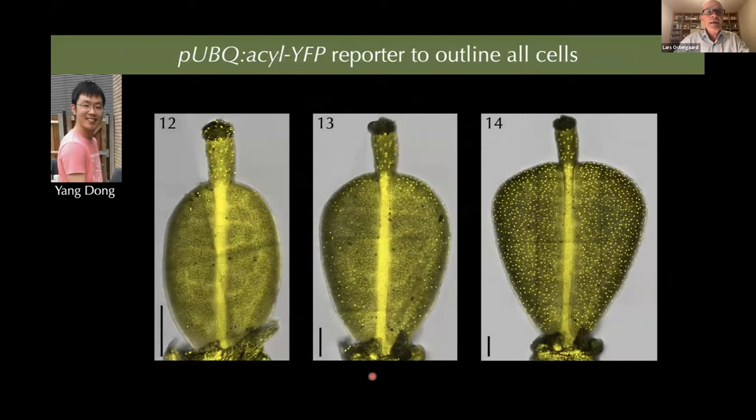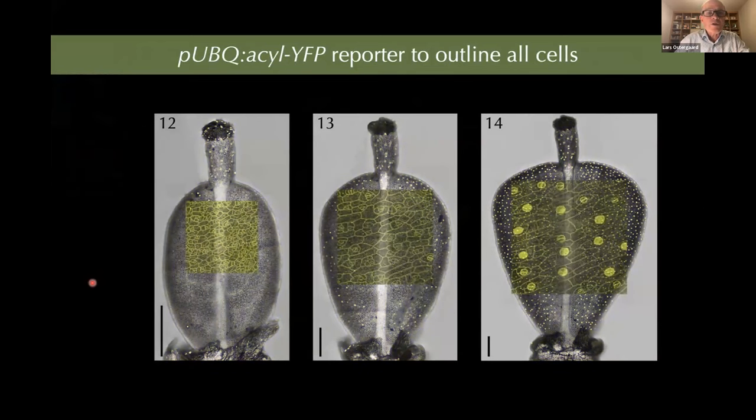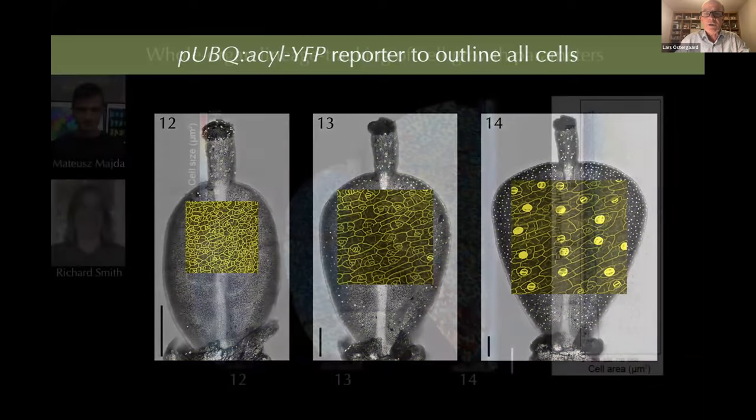And to this end, Yang Dong, who was a postdoc in my group and now has his own group in Beijing, used a marker line that contains the yellow fluorescent protein reporter, which is then only associated with the plasma membrane, as you can see here in these close-ups, outlining all the individual cells. And this allowed Yang to do live imaging and track each cell throughout development.